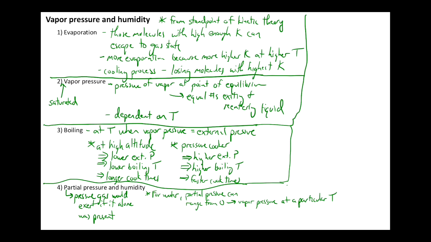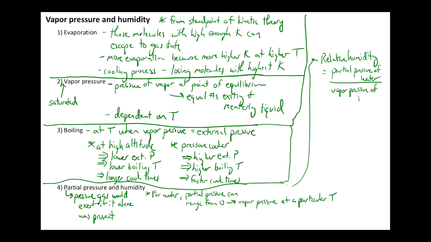So let's see. We can define relative humidity based on this. If you watch the weather, you often see this thrown about as a number that's important. It is the partial pressure of water divided by the vapor pressure of water. And we should add in there, times 100% to get a percentage. The partial pressure of water divided by the vapor pressure of water.